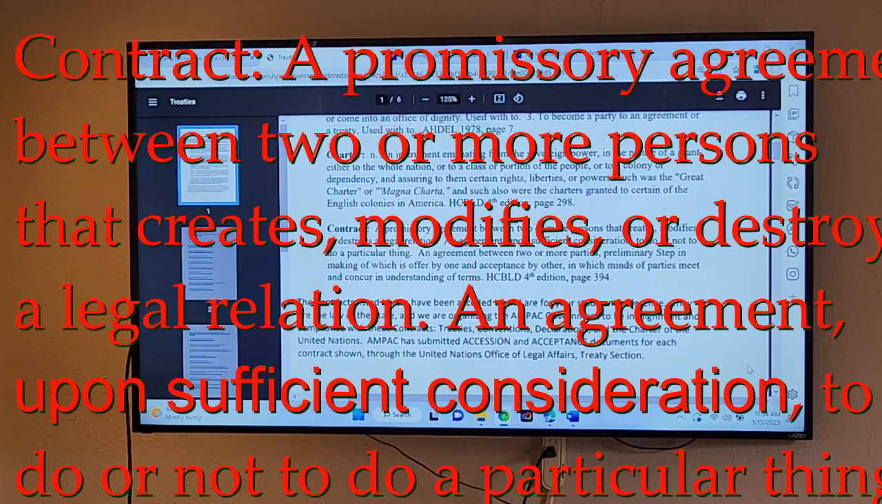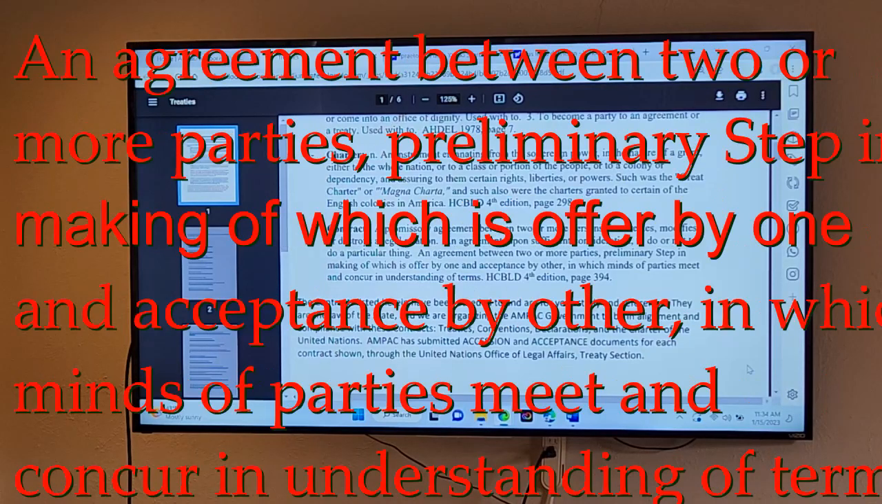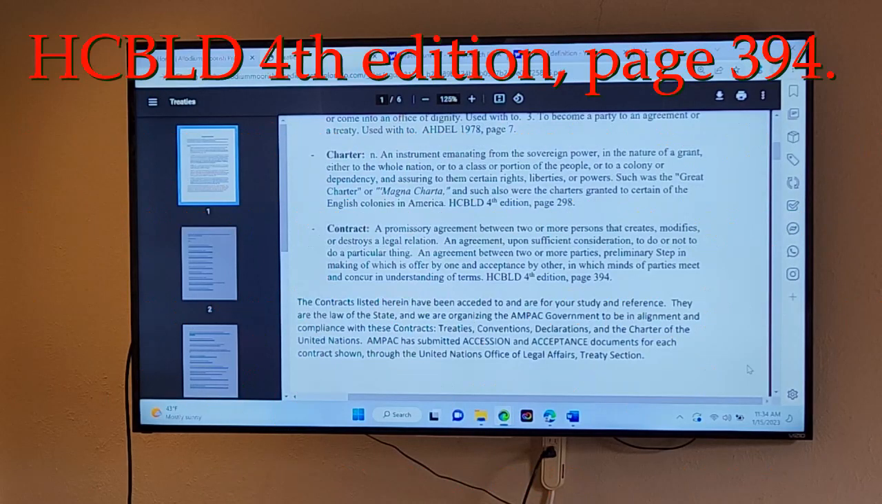Contract, a promissory agreement between two or more persons that creates, modifies, or destroys a legal relation. An agreement upon sufficient consideration to do or not to do a particular thing. An agreement between two or more parties, preliminary step in making of which is offered by one and acceptance by other, in which minds of parties meet and concur in understanding of terms. ACBLD 4th edition, page 394.